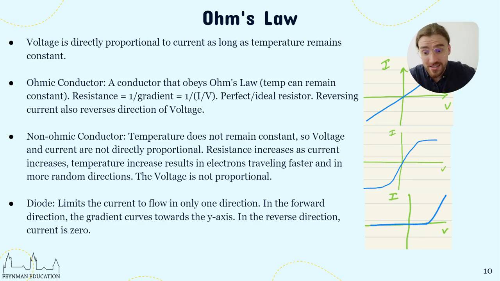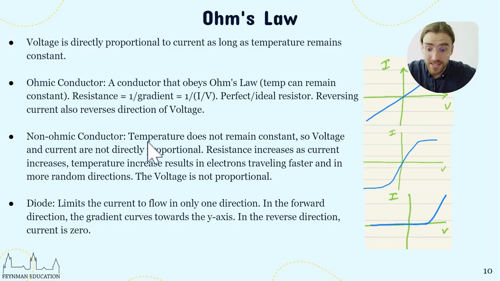So an ohmic conductor is a conductor that obeys Ohm's law, so the temperature has to remain constant. Resistance is going to be 1 divided by the gradient of our graph, which is equal to 1 over your current divided by your volts. It's a perfect or ideal resistor, and reversing the current is also obviously going to reverse the voltage. This is like the series and parallel circuits that we were looking at earlier. These are ohmic conductors.